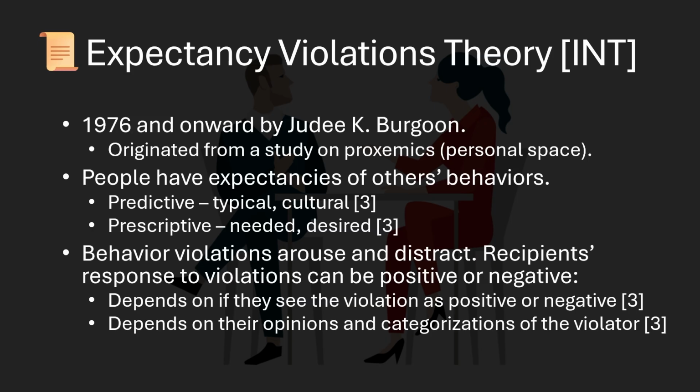The main idea is that we all have expectations about how other people should behave. Some expectations are predictive, meaning they're based on what we normally expect to happen because of culture, social norms, or past experiences. Other expectations are prescriptive, meaning they're based on what we think should happen or what we would consider appropriate behavior. When someone violates these expectations, it gets our attention.